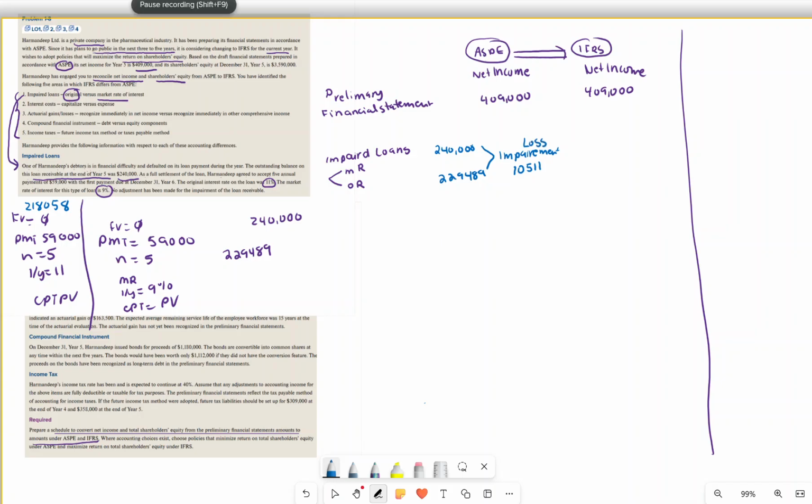If it sits on my income statement, I need to adjust for my taxes. So a loss is treated like an expense, and for the impairment loss I need an after-tax amount. If I have an after-tax amount, I'm going to look at what my income tax rate is. Did they tell us what my income tax rate is in this question?